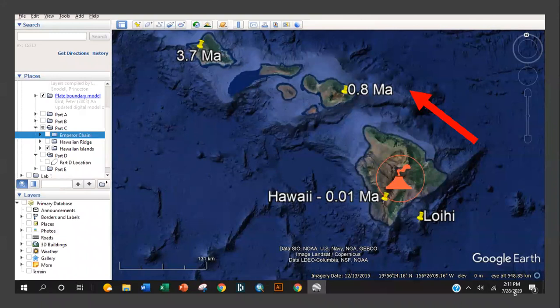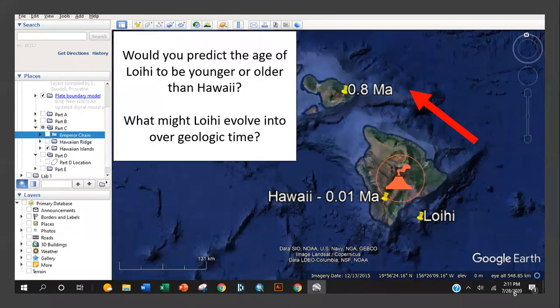Finally, Loihi is a small undersea volcano located to the south-southeast of the island of Hawaii. If the hotspot is currently located underneath the Big Island of Hawaii, then would you predict the average radiometric age of Loihi rocks to be younger or older than Hawaii? Also, what might Loihi evolve to over geologic time? Perhaps it's turning into the next Hawaiian island?